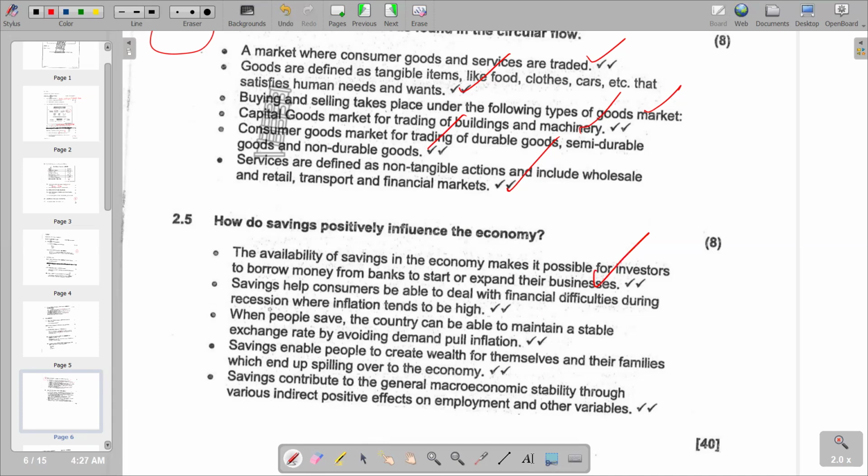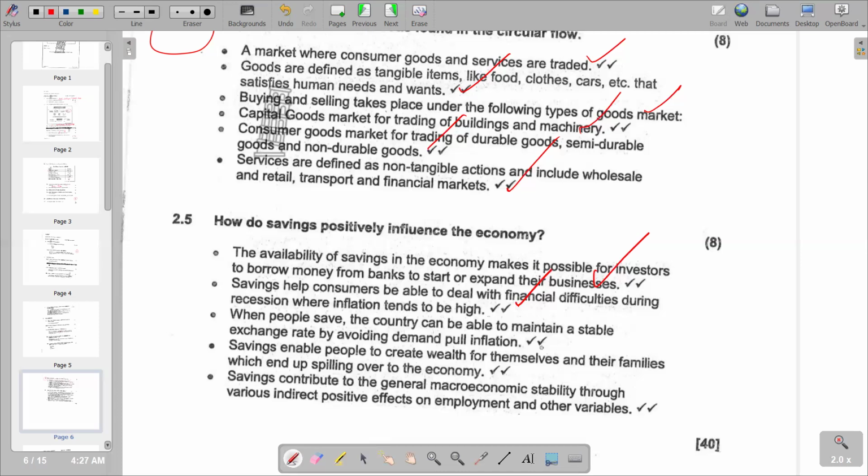The next point says savings help consumers to be able to deal with financial difficulties during recession when inflation tends to be high. So this is the point that we are trying to illustrate, that in terms of recessions, the savings can be utilized, and maybe the decline can in a way be resuscitated during the time. So this is what we have. Then we go to the next one.